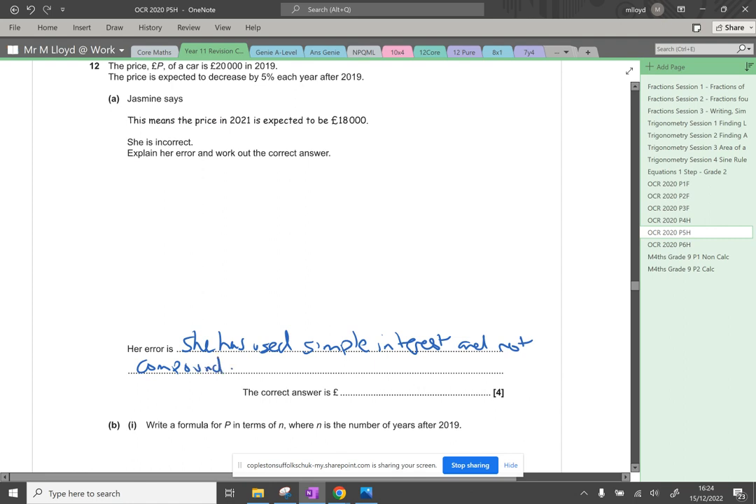Okay, and now it wants the correct answer without a calculator. Thanks. Let's hope these numbers work out nicely. Okay, 20,000. 10% is 2,000, 5% is 1,000. So 5% in that first year is 1,000. So I'm just going to subtract that £1,000, which gives me 19,000.